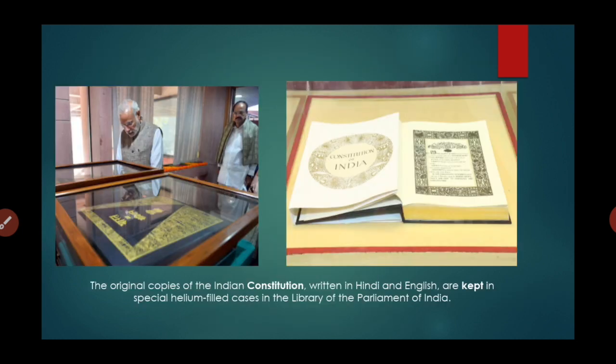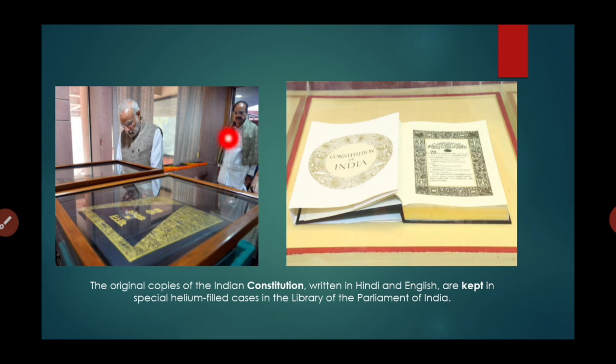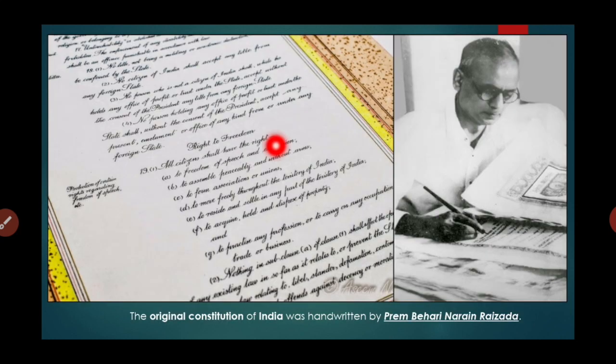Now, the actual Constitution book has been kept in the Parliament library. Here you can find Modi paying respects to that Constitution book. The case is filled with helium to protect the book. And you can see here, this is the book in the helium case, and this is what the actual book looks like. This is a printed form basically, but the original book is written something like this. You can see the book is handwritten.